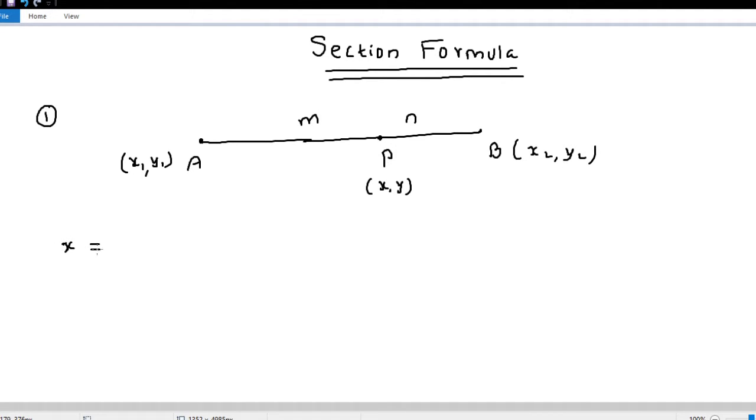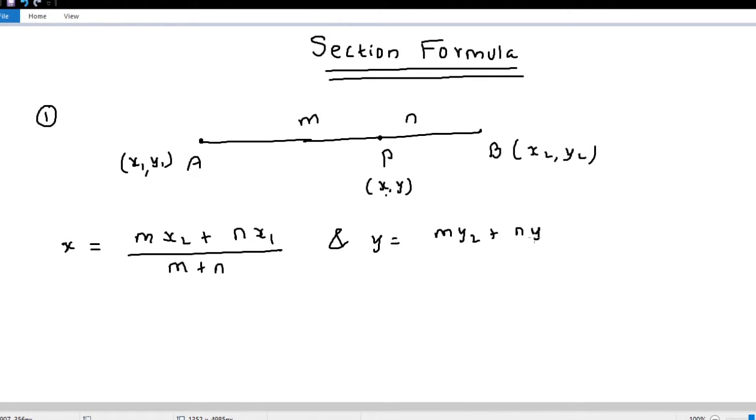Then by the section formula, the value of x, which is the x coordinate of P, is given by mx2 plus nx1 upon m plus n, and the y coordinate of point P is similarly my2 plus ny1 upon m plus n. So this is basically the section formula. This can be derived through similarity of triangles. If you are interested in knowing it, you can refer to your textbook for that. However, when we do the later part on similarity of triangles, we will do this derivation for you there.